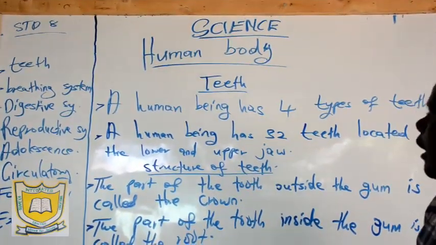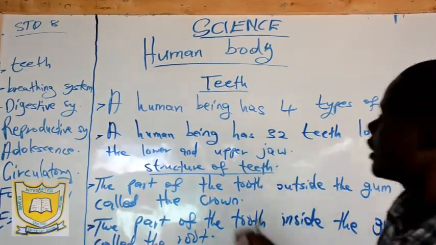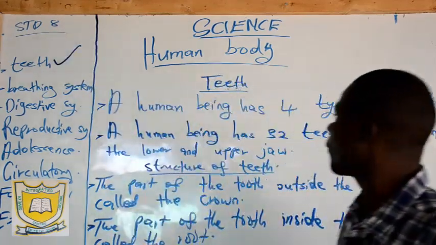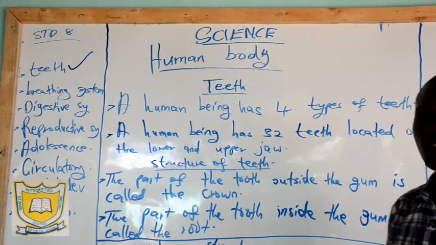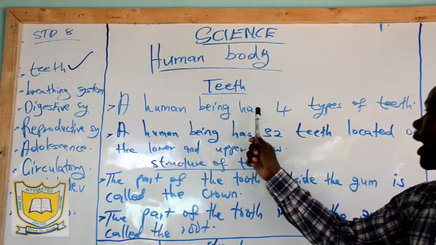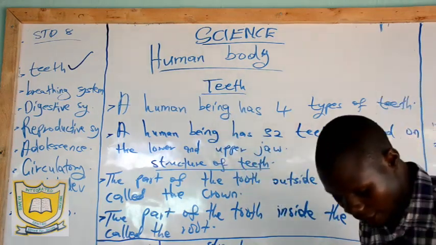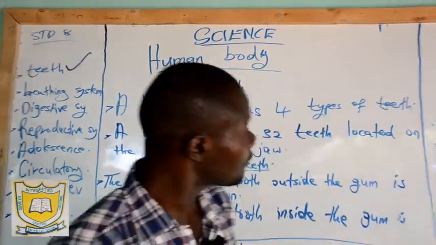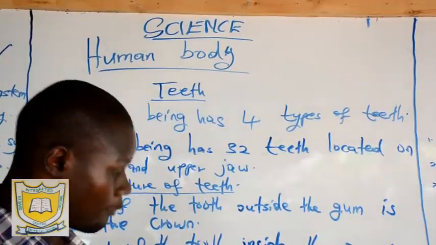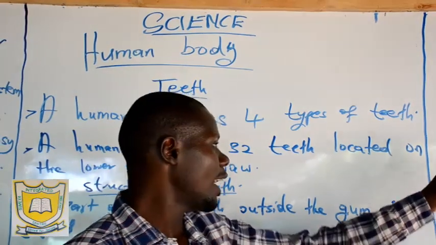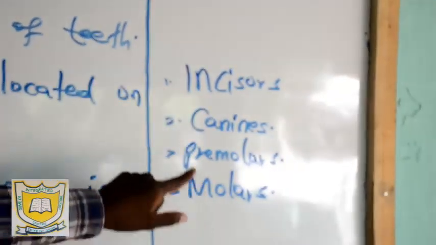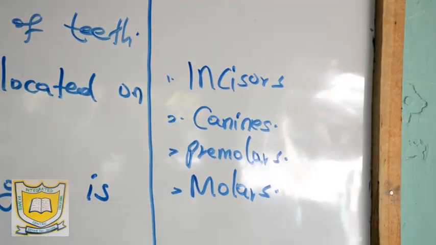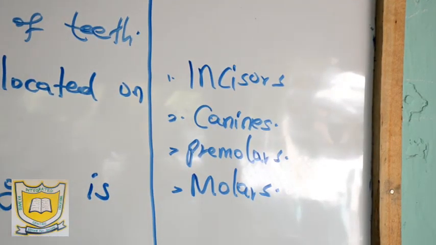Now, immediately, let us start with the first, which is teeth. Now, when we talk about teeth, what is teeth? We say that a human being has 4 types of teeth. These are the 4 types of teeth. We have the incisors, we have the canines, we have the premolars, and we have the molars. Those are the 4 types of teeth.